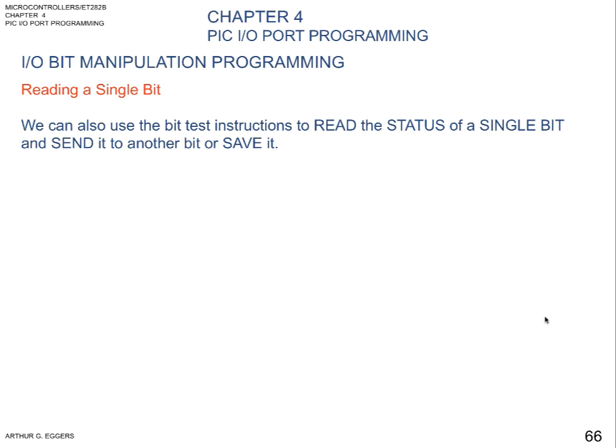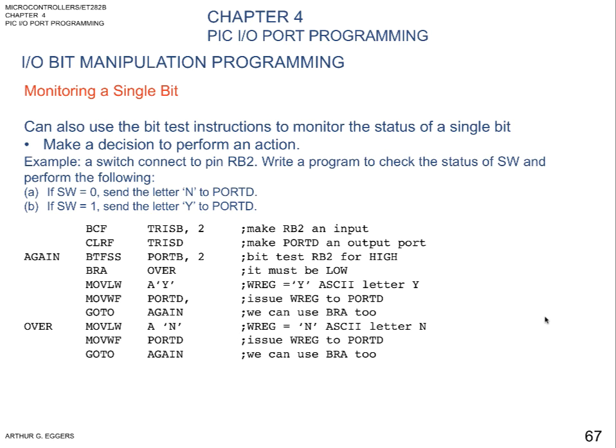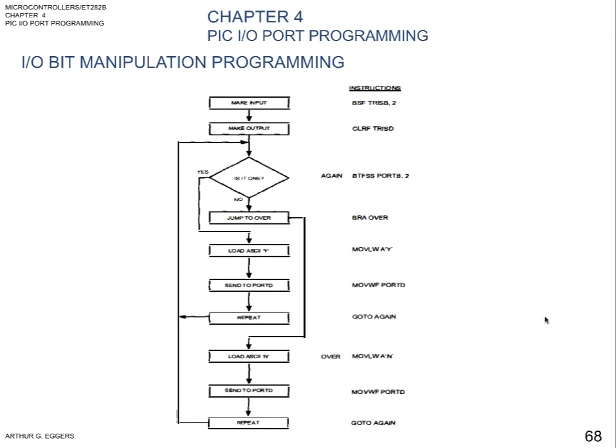You can also use the bit test instructions to read the status of a single bit and send it to another bit or save it. Okay, and here's a quick little example of that. Go through the code, again test it in MPLAB, and look at those values as they change in the watch window. We can go through that example.